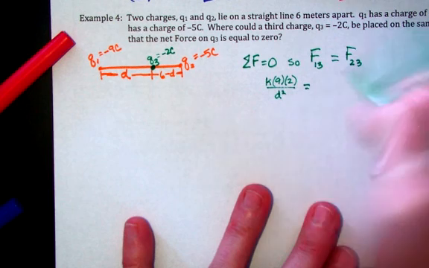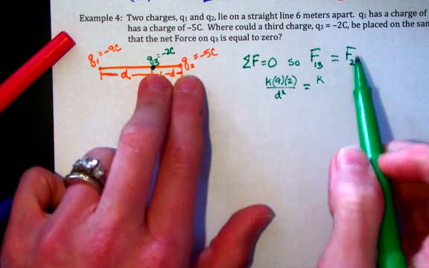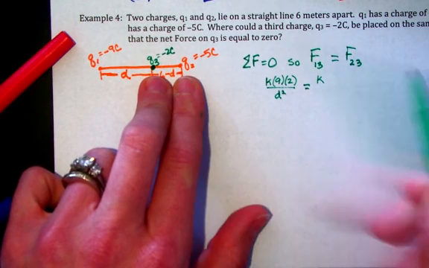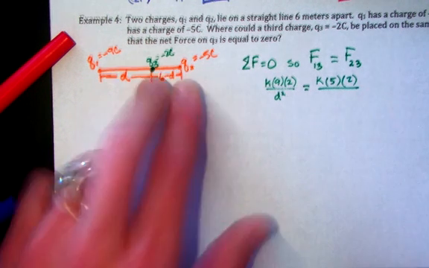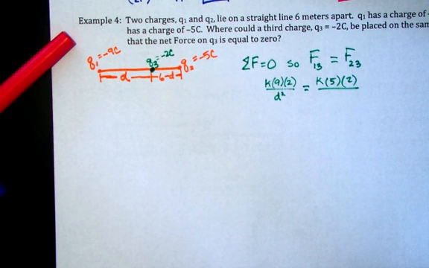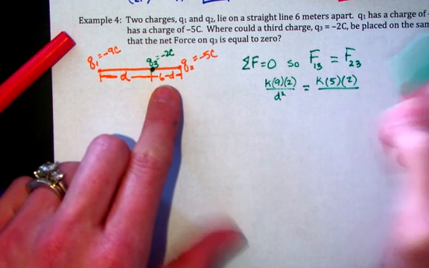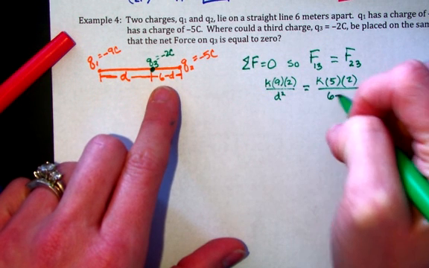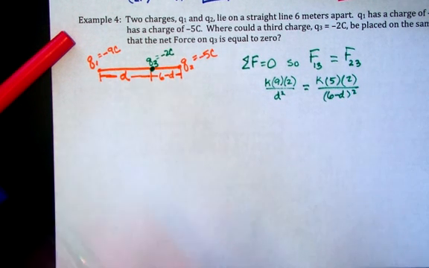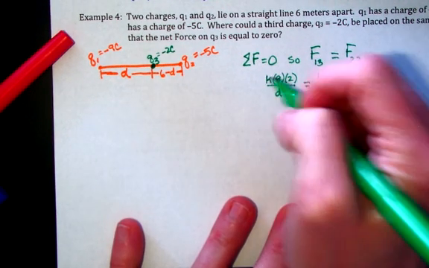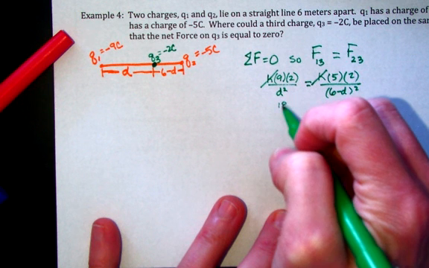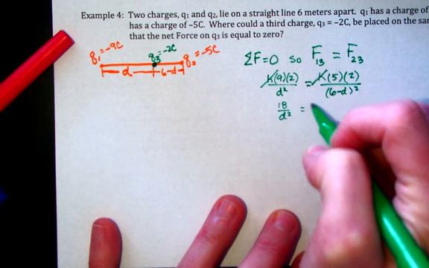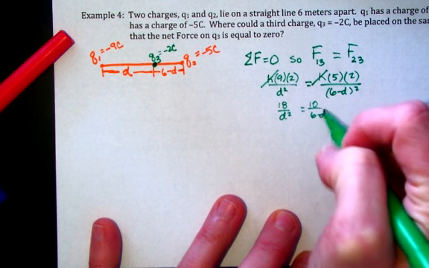And this is going to be equal to K, and now we're looking at the force from charge 2 onto charge 3, so that's times 5 times 2 over the distance, but what is the distance between Q3 and Q2? So this is 6 minus D quantity squared. Okay, so here the K's cancel out very conveniently. So then we're left with 18 over D squared equals 10 over 6 minus D quantity squared.